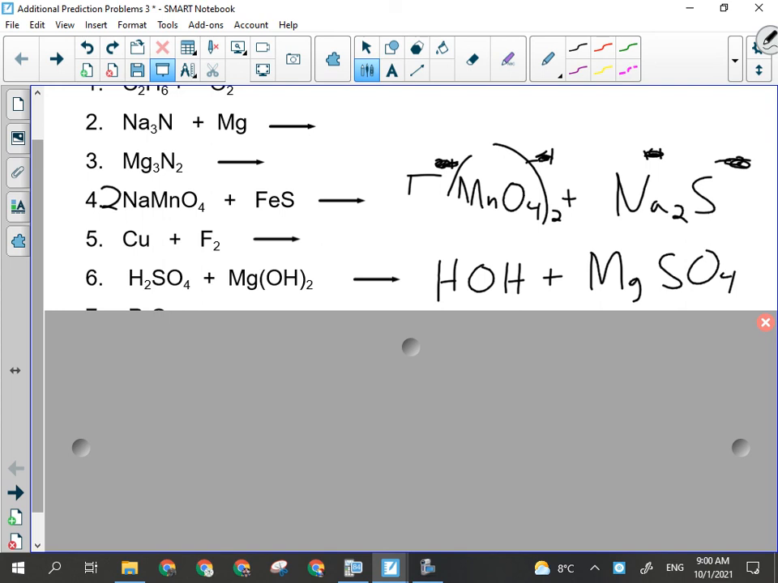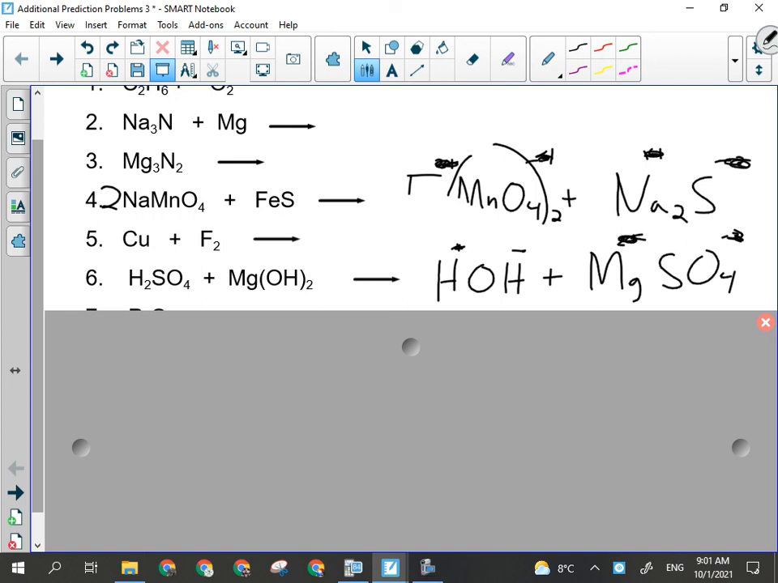Drop and swap. +1 -1, that one's good. +2 -2, that one's good. All right, I've done all my drops and swaps. There aren't any special elements to look for. Now I need to balance.